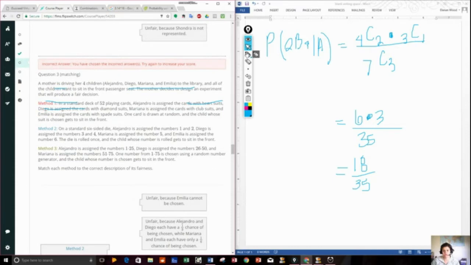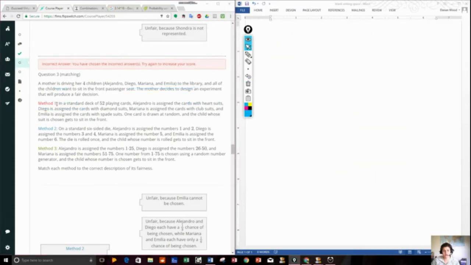So moving on to question 3. A mother is driving her 4 children, Alejandro, Diego, Marie, Anna and Amelia to the library, and all of the children want to sit in the front passenger seat. The mother decides to design an experiment that will produce a fair decision. Okay, fair decision means everyone has an equal amount, the same amount, equal opportunity to win.